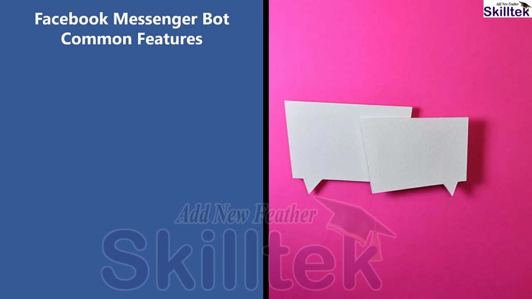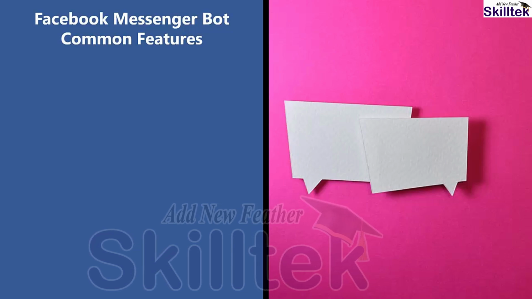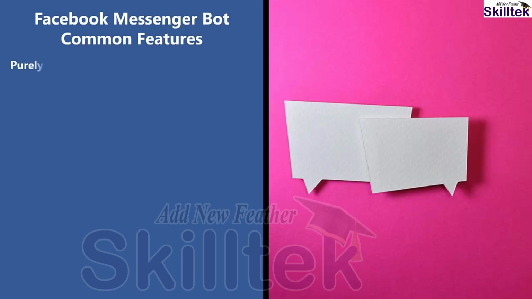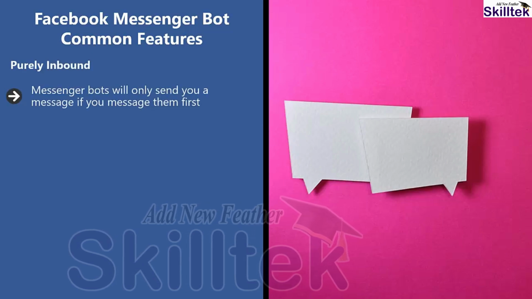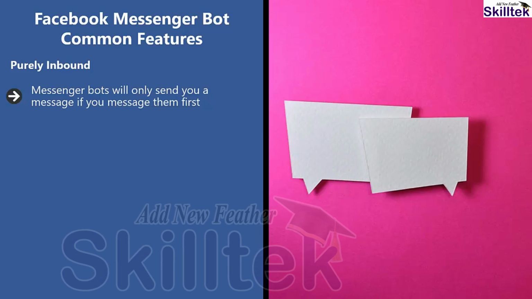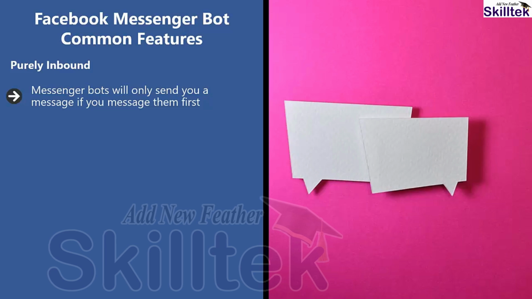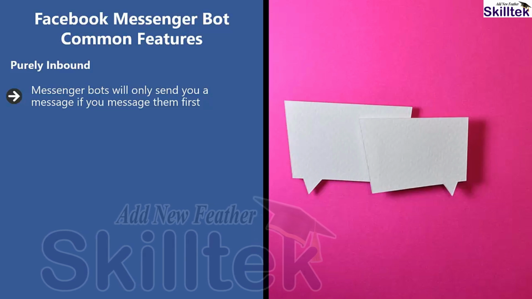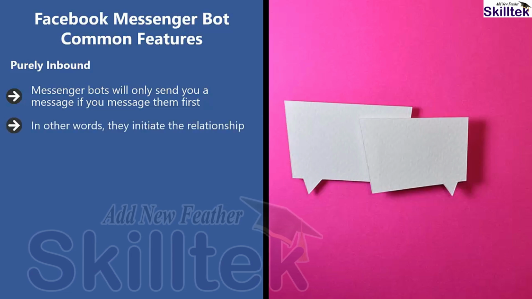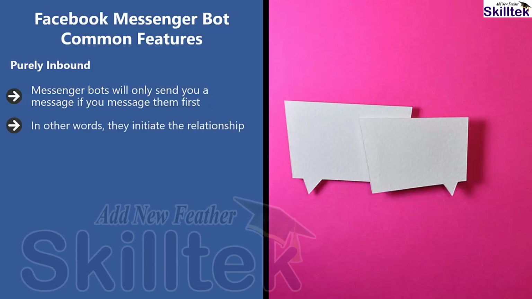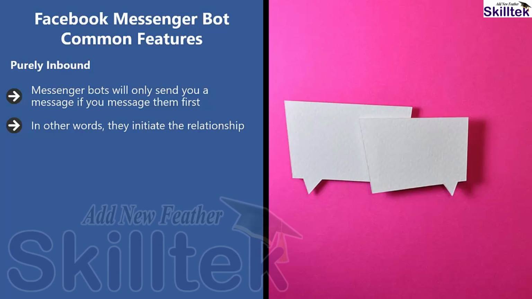Facebook Messenger bot common features. There are many different types of Facebook Messenger bots currently in existence, but regardless of their seeming differences, they do have common features. Purely inbound. Messenger bots will only send you a message if you message them first. If somebody goes to your Facebook page and clicks on the Messenger icon because they're interested in your online catalog or your service description, they can click the Messenger button and leave a message. In other words, they initiate the relationship. You don't use your bot to message people who have no prior relationship with you. It's all inbound, not outbound.